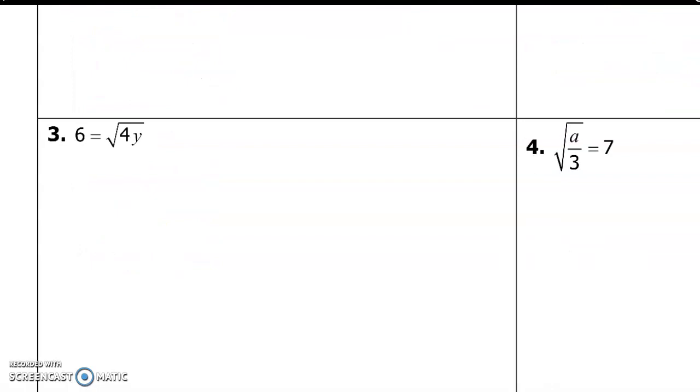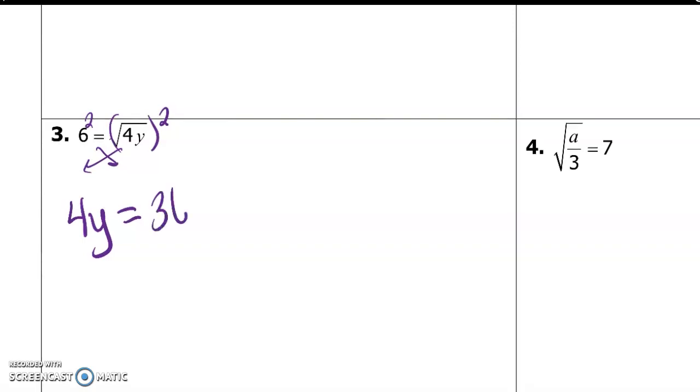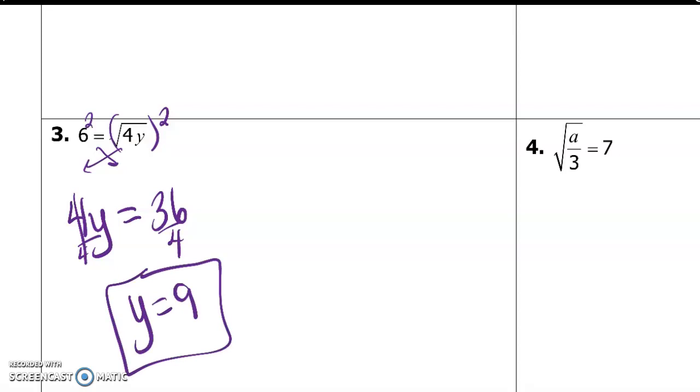So number 3, the square root is all by itself, so you're going to square this side and square that side. Now, because I don't like to have my variable on the other side, I'm going to switch these two around. So the square root of 4y is just 4y. Whatever is under the square root sign just comes out. 6 squared is 36. So then to get y by itself, I divide by 4, y equals 9. So again, what you should do is type in square root 4 times 9 and make sure it gives you 6, and it does.